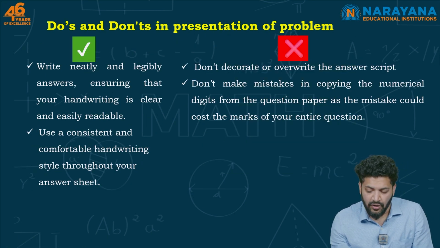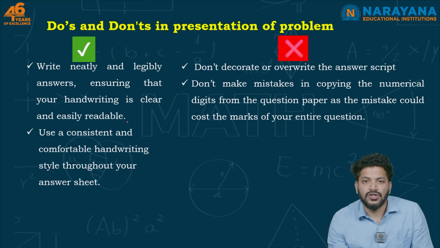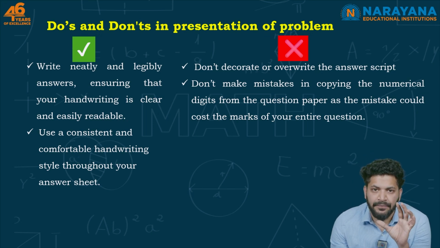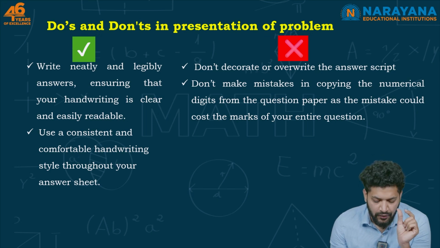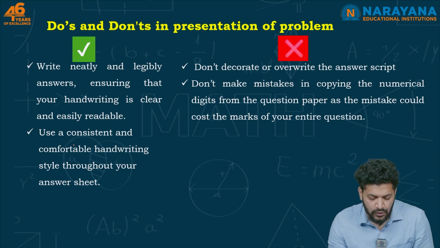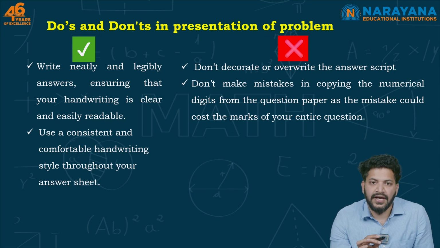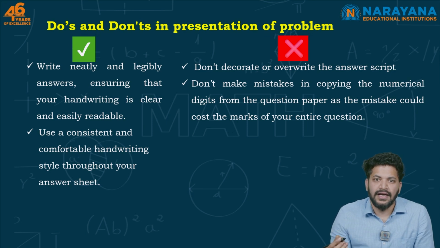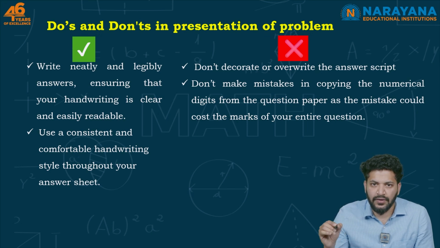So what are the do's here and what you should not do. What you should do: write answers neatly and legibly, ensuring that your handwriting is clear and easily readable. Whatever you write, you should maintain a uniform style. Your handwriting should be very clear, and use a consistent and comfortable handwriting style throughout your answer sheet. In the first page how you are writing, at the last page also try to write the same, because after 3 to 4 pages you will focus on time and do it fast. Don't scribble. You should not write overwritings. If you are doing anything, just cut it and write neatly.